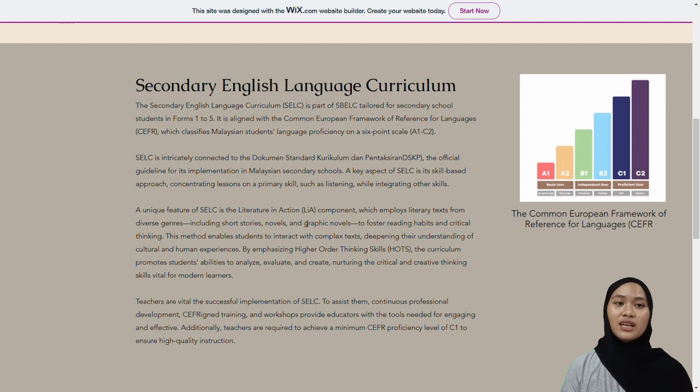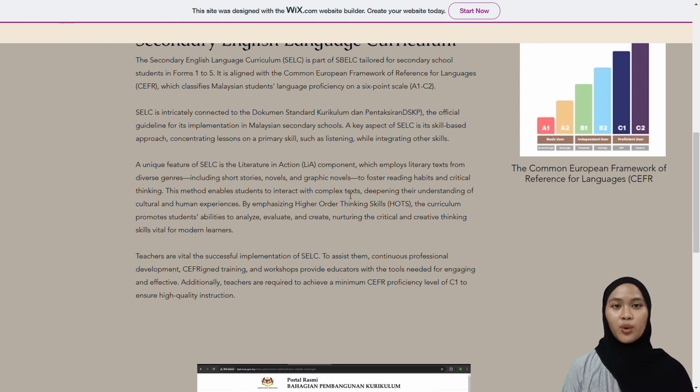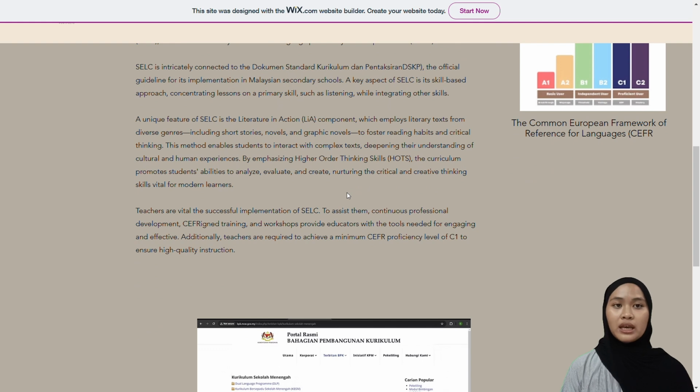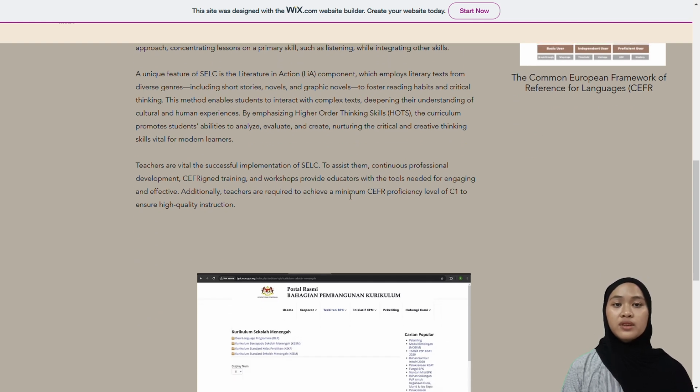The standout feature of the SELC is the Literature in Action, which is the LIA component. This initiative incorporates diverse literary texts such as short stories, novels, and poems, as I used a book named Poetry by Pleasure during my secondary school as my poem book. I love to read literature books as they can encourage students to engage with language on a deeper level. The curriculum also emphasizes higher order thinking skills, such as analyzing, evaluating, and creating. These skills are crucial for developing students' ability to think critically and creatively, which are essential competencies in today's world.